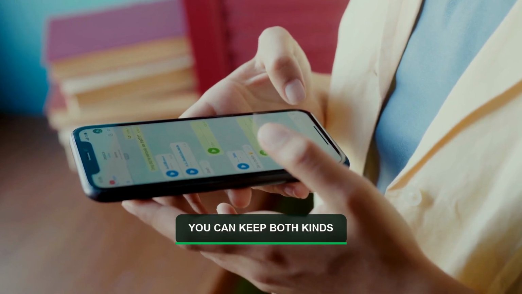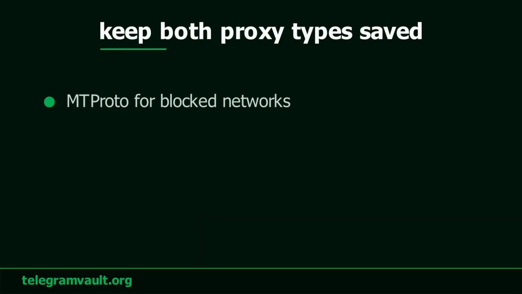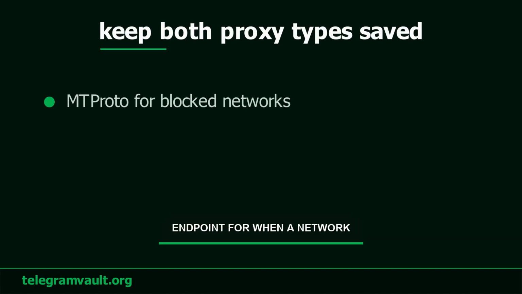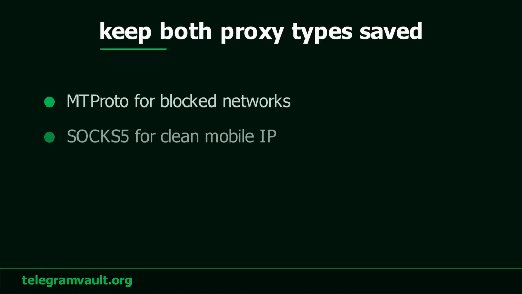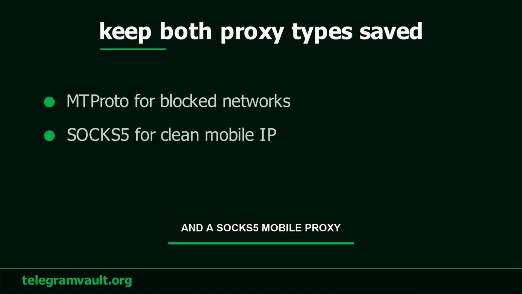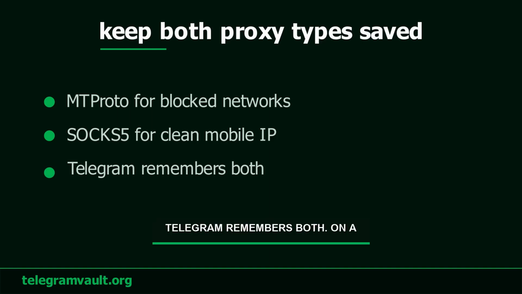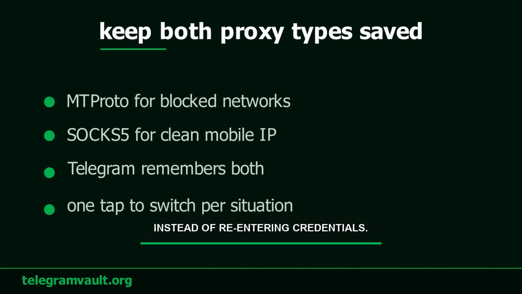Another point: you can keep both kinds saved and switch. There's nothing stopping you from storing a private MTProto endpoint for when a network is actively blocking, and a SOCKS5 mobile proxy for when you want your account on a clean carrier IP, and flipping between them per situation. Telegram remembers both. On a bad day, having both saved means recovery is one tap instead of re-entering credentials.